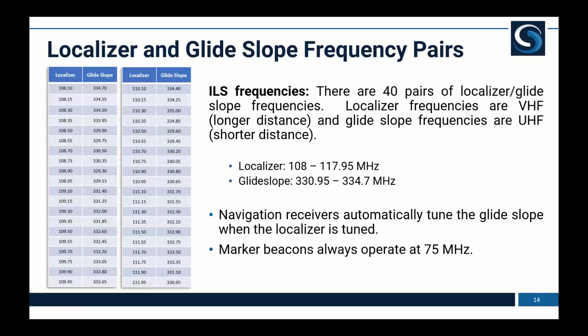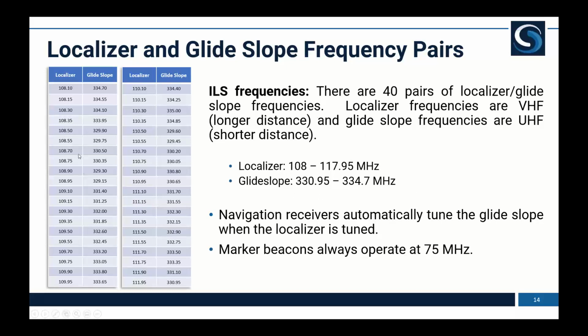Now, as far as channel assignments for ILS, instrument landing systems, there are about 40 pairs of localizer and glide slope, or glide path, frequencies. I will use those terms interchangeably during this demo because that's how a lot of the documentation is written. Glide slope and glide path mean the same thing. Localizer frequencies are typically in the VHF band. They're longer distance, and glide slope frequencies are in the UHF band because they're generally shorter distance communication requirements. So here you have about 108 to 117 for the localizer, and 330.95 to 334.7 for the glide slope.